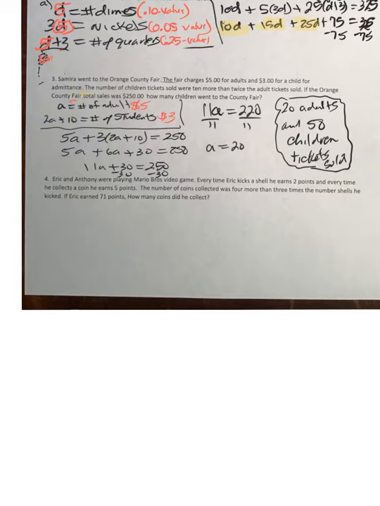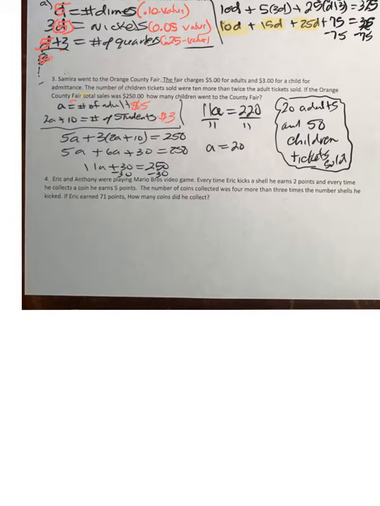Okay, last problem. Eric and Anthony were playing Mario Brothers video game. Every time Eric kicks a shell, he earns 2 points. And every time he collects a coin, he earns 5 points. The number of coins collected was 4 more than 3 times the number of shells he kicked. If Eric earned 71 points, how many coins did he collect?